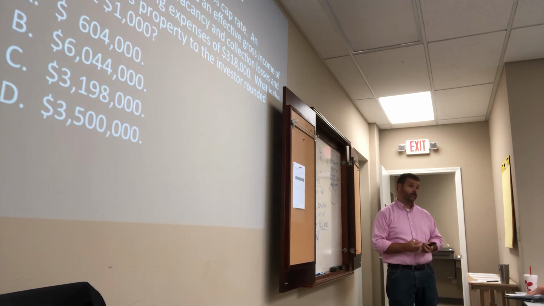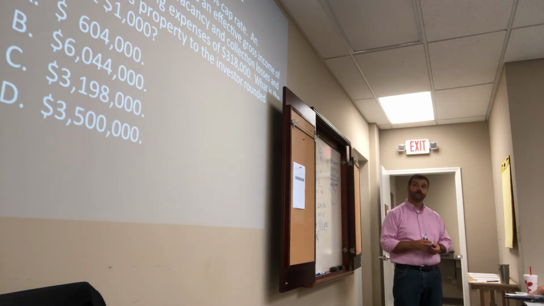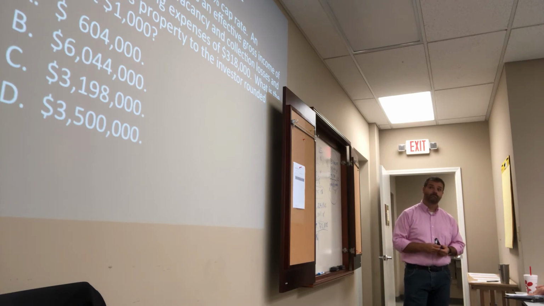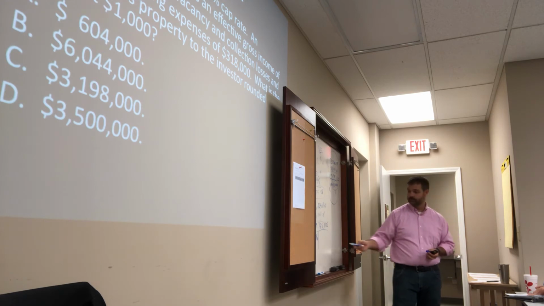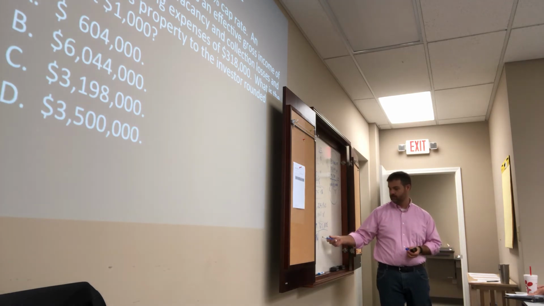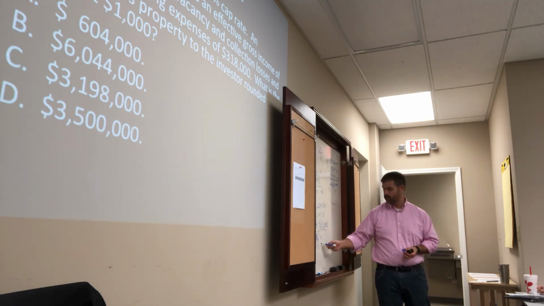Couldn't you assume that the 318 was already in there too? Because they tell you operating income, so it's vague. What was our answer here, by the way? Was it C or D? 3,198,000. And then I rounded up.